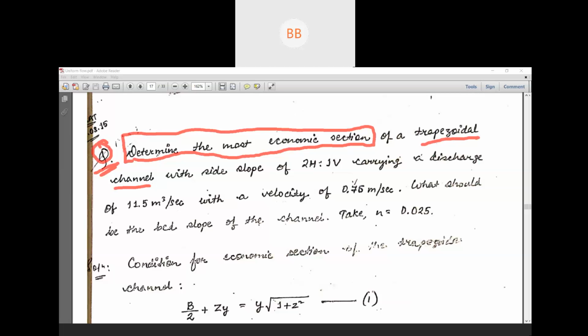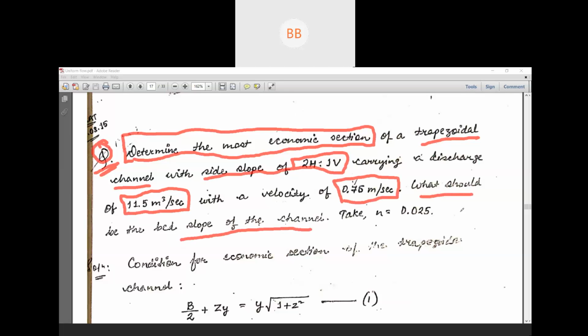So what is given here? Determine the most economic section of a trapezoidal channel with side slope 2 horizontal to 1 vertical, carrying a discharge of 11.5 meter cube per second with a velocity of 0.76 meter per second. What should be the bed slope of the channel? You have to also find out the specific energy. And the roughness coefficient is given as 0.025. So first you write down the question.